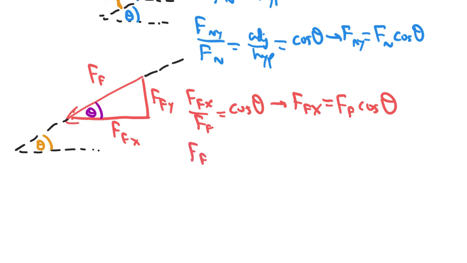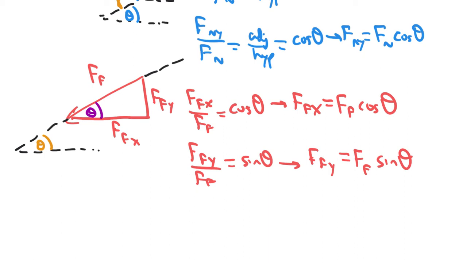And we'll have Ffy over Ff, and we can see that that is the opposite side over the hypotenuse. And so we're going to get sine theta. And thus Ffy is Ff sine theta. Finally, we know we're in the critical case, so the frictional force should be at its maximum possible value, so the frictional force is going to be mu times the normal force, and we'll put that in together as well.